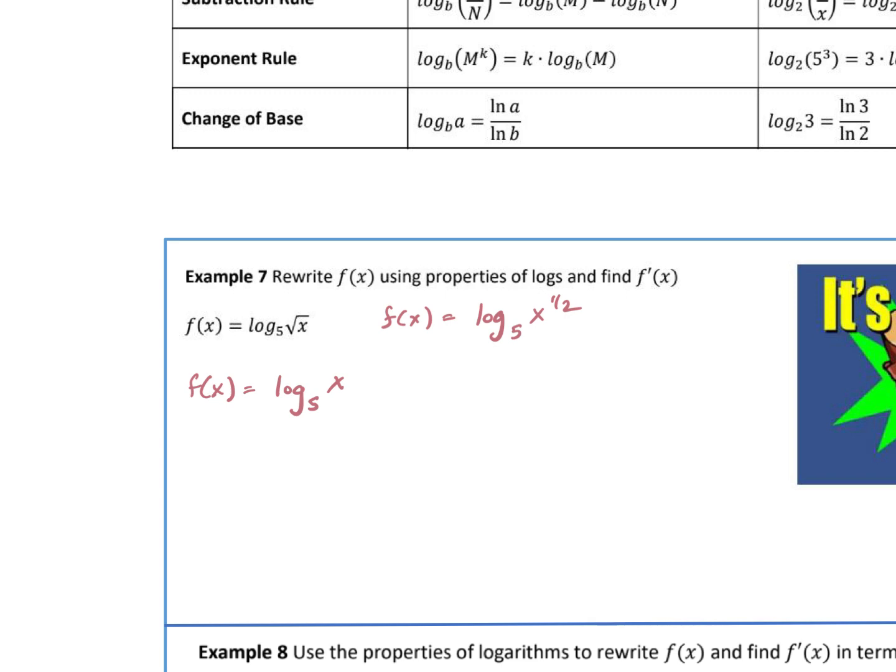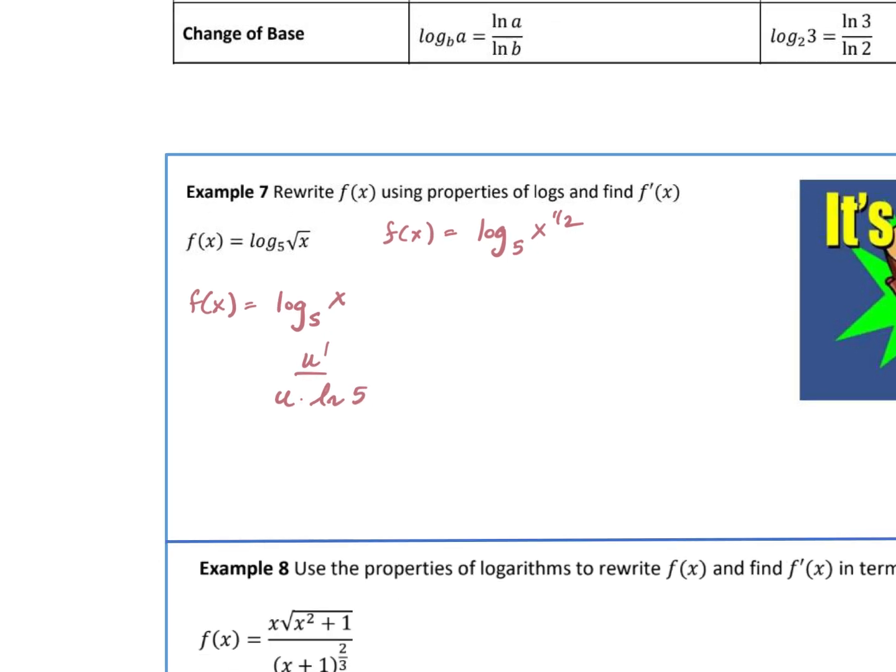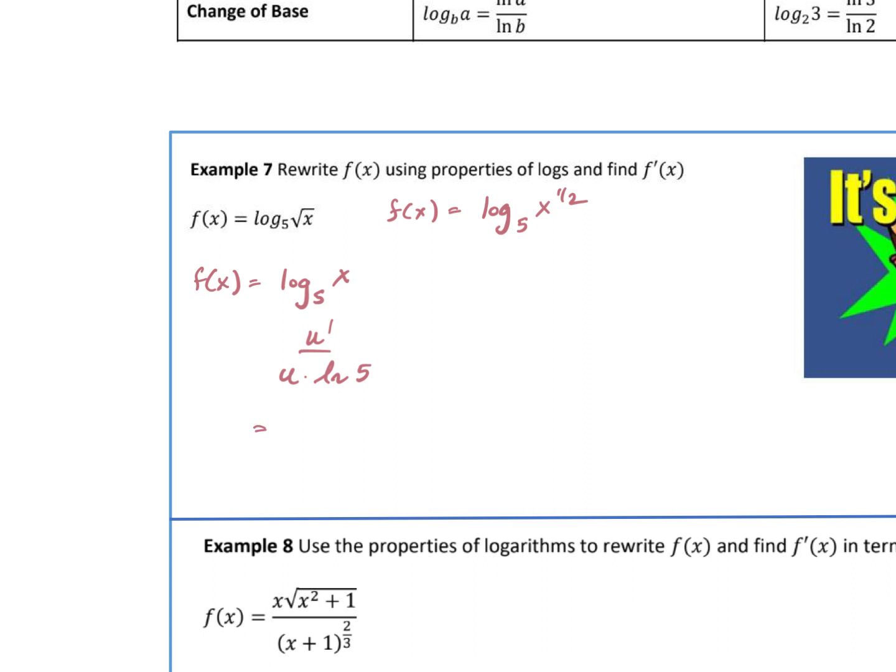For logs, it's going to be the same as ln. The only difference is you're going to use ln of the base. So now we have to use that because it's going to be ln of a number, not ln of e, right? When we divided by ln of e, that was 1. So this would be, again, u prime over u, but on the bottom you're going to have ln of the base, which in this case is ln of 5. My inner piece is the x, so it's 1 over x, and then times ln of 5, okay?